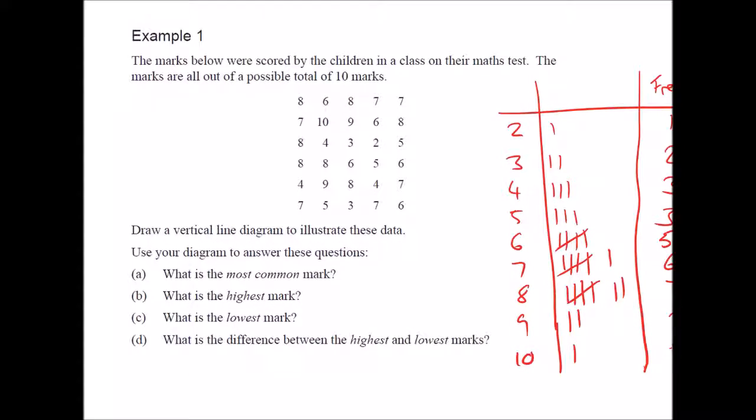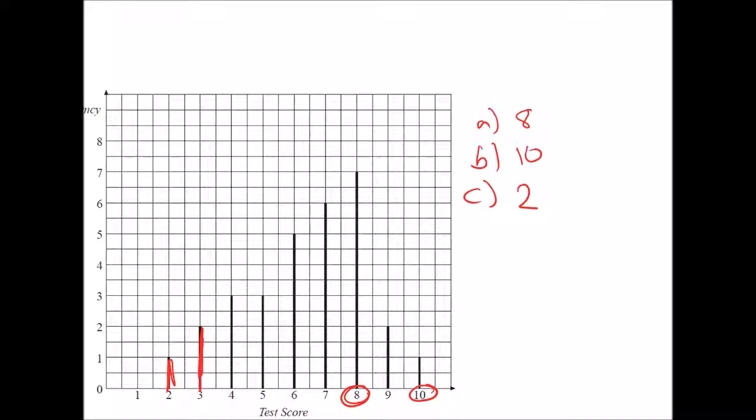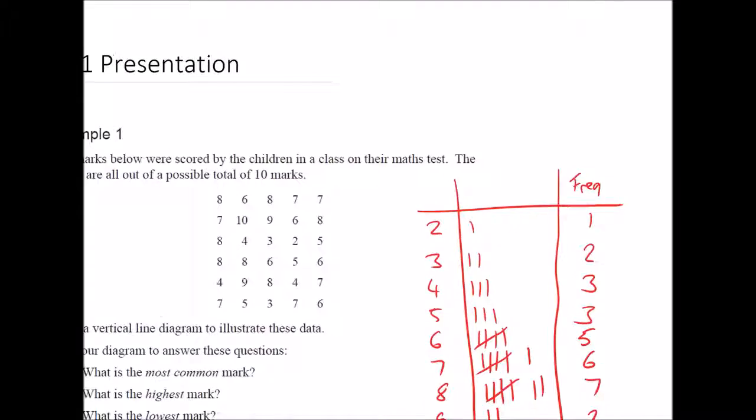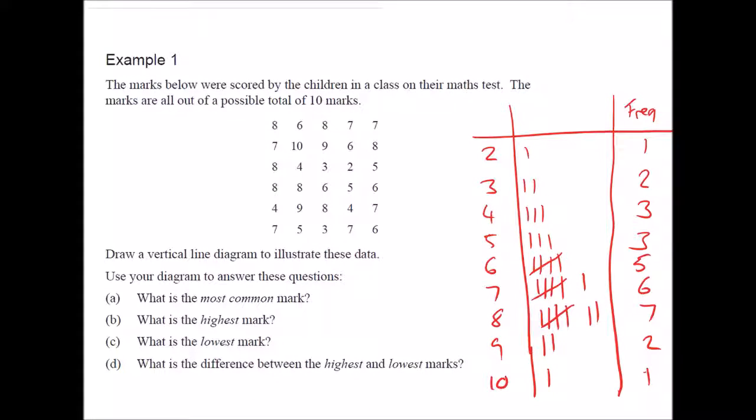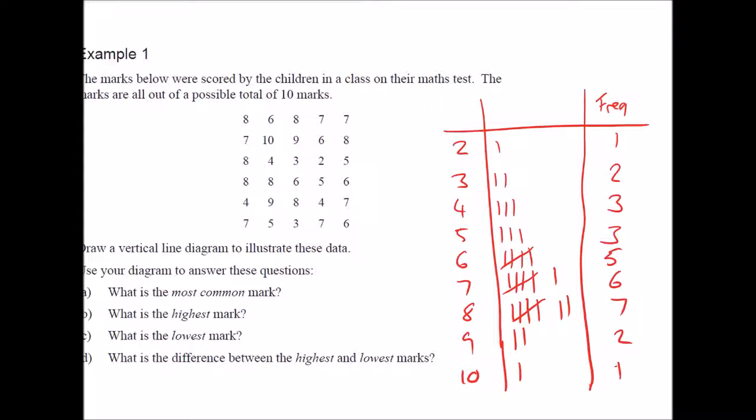Final thing, D, what is the difference between the highest and lowest mark? Well, of course, if the highest one is 10 and the lowest one is 2, the difference there is 8. And that really is it. So you've got to get your data into a tally chart, and then from there draw the vertical line graph of the frequencies going up, and your original numbers going across. Good luck everybody.